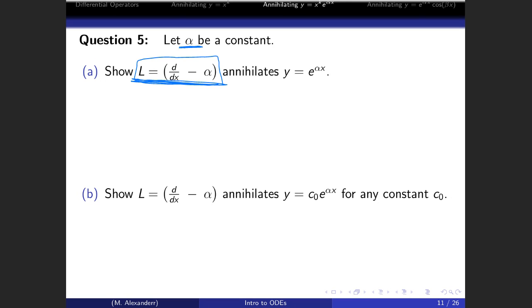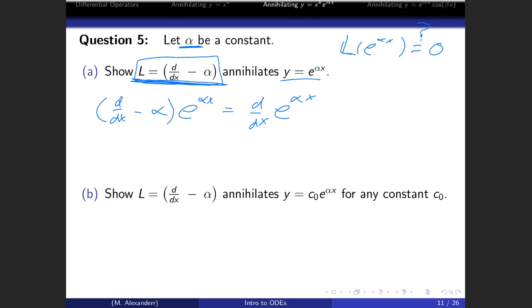The question A is asking us to show that this blue operator annihilates, or cancels out, the function e to the alpha x. What that means is this: we want to show that if we apply L to the function e to the alpha x, this is equal to 0. At the moment, this is a question mark. Specifically, we have this operator, the derivative minus alpha, applied to the function e to the alpha x. Now let's distribute.